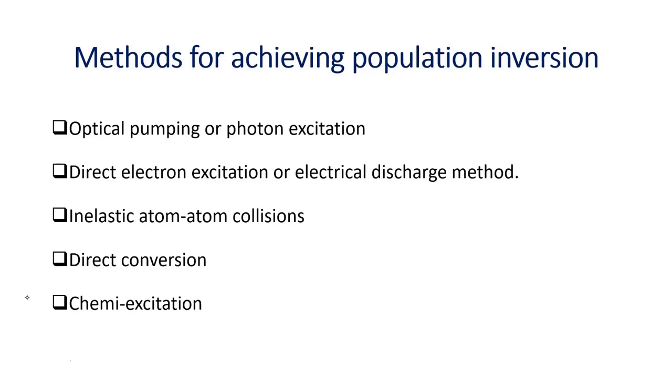Methods for achieving population inversion. There are 5 major methods by which the pumping can be achieved. They are optical pumping, direct electron excitation, inelastic atom-atom collisions, direct conversion, and chemi-excitation.